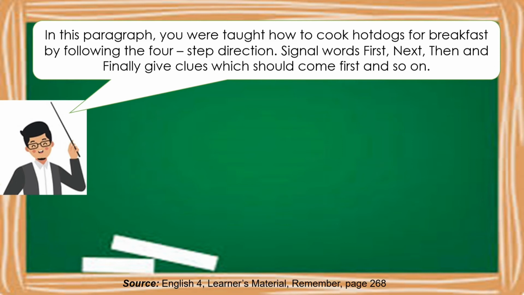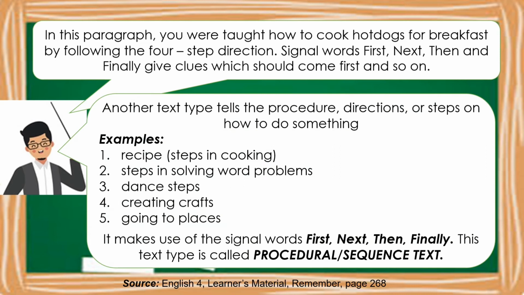Another text type tells the procedure, directions, or steps on how to do something. Here are some examples. Number 1 is recipe or steps in cooking. Number 2 is steps in solving word problems. Number 3, dance steps. Number 4, creating crafts. And number 5, going to places. It makes use of the signal words first, next, then, finally. This text type is called procedural or sequence text.